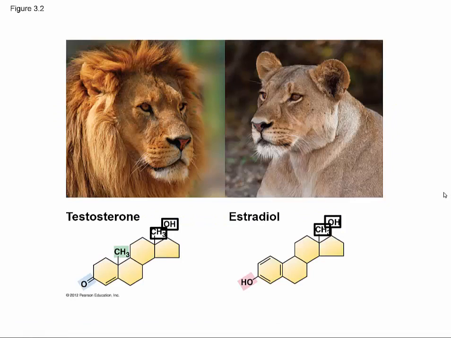We all probably recognize this animal. This is the lion. On the left we have the male lion, on the right we have the female lion. If you look at the hormones, testosterone and estradiol, or estrogen, you can see that the structure of the molecules are very, very similar.